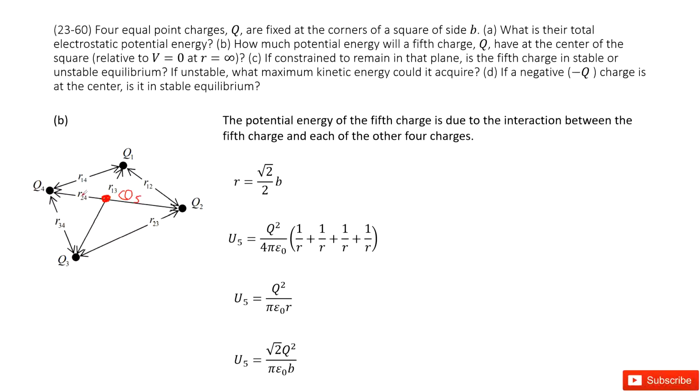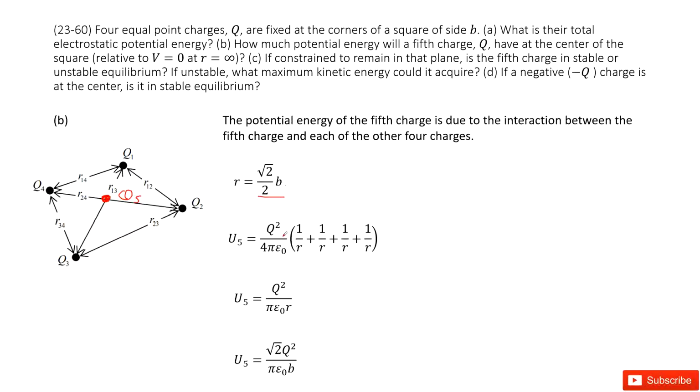Agree? Now we can see the distance between Q1 and Q5 is just square root 2 over 2 b, right? Because this is just half of the diagonal. The distance Q1 with Q5 equals the distance Q2 with Q5, equals the distance Q3 with Q5, equals the distance Q4 with Q5, just square root 2 over 2 b, right?